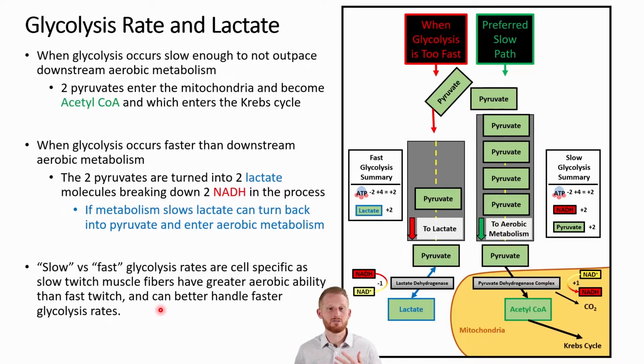for instance, a fast twitch muscle fiber, a type 2 muscle fiber, is going to have a weaker aerobic system than a slow twitch muscle fiber. And so at the same rate of glycolysis, the fast twitch muscle fiber is probably going to be making lactate, but the slow twitch muscle fiber is probably going to be keeping it as pyruvate at the end product of glycolysis and sending it down the aerobic pathways. So different cells are going to produce lactate at different intensities of exercise.